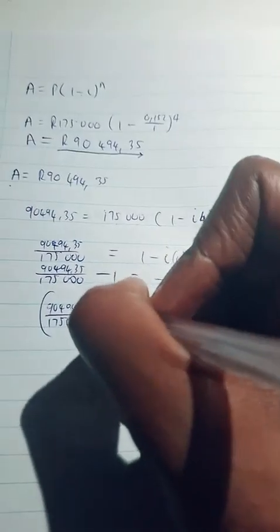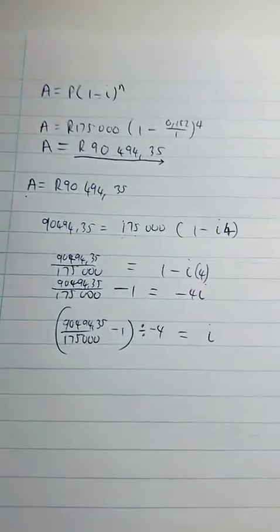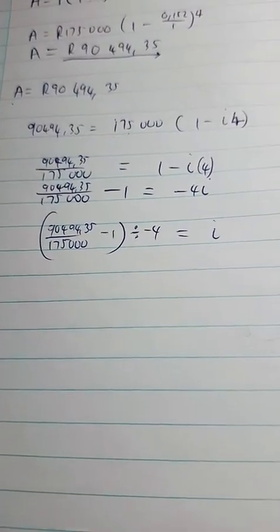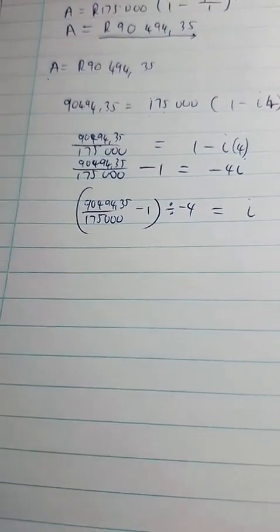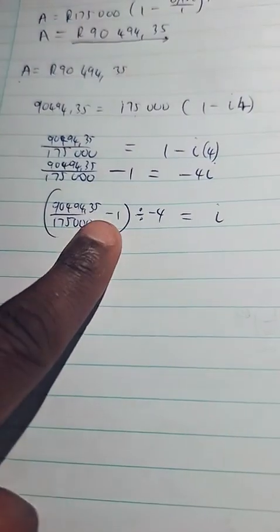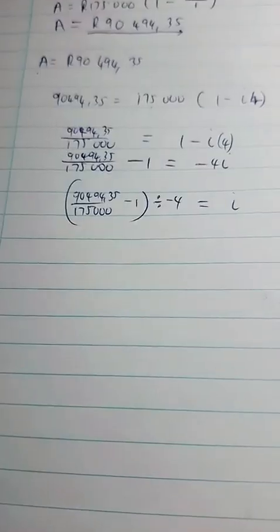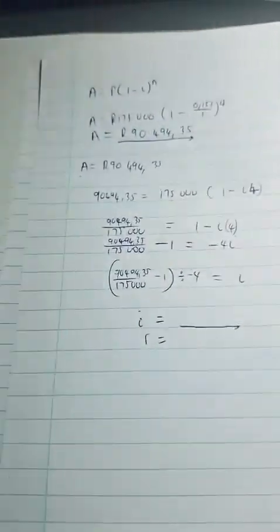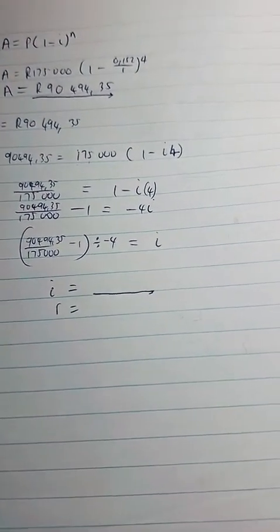Trusting you have done that. You divide all of that by negative 4. Then you're left with i. So I want to see what you guys get. 90,494.35 over 175,000. Then you subtract the 1, the fraction, and then you get the answer. You divide by negative 4. Tell me what you guys get. The decimal, everything. i is equal to, then I'm going to multiply by 100 to get the percentage value.